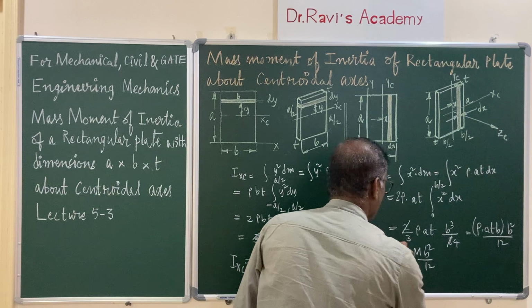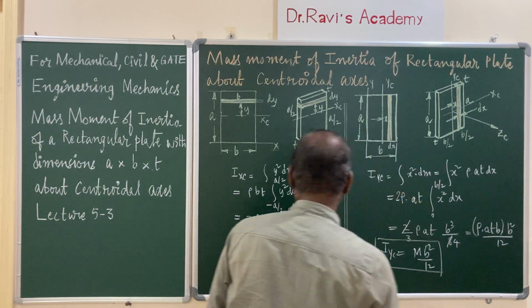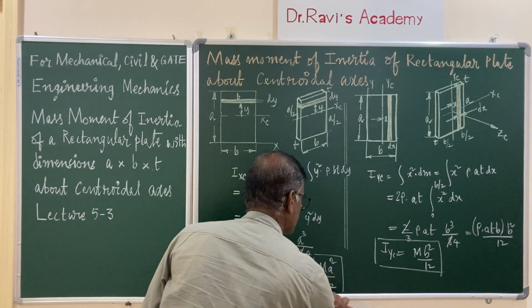Your Iyc is m b square by 12. This is m a square by 12.